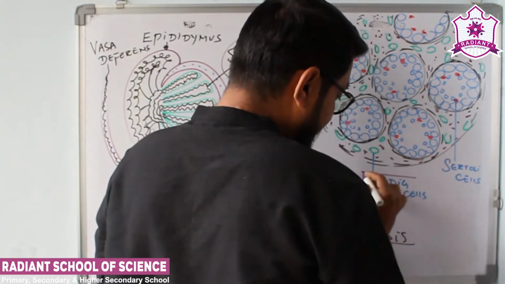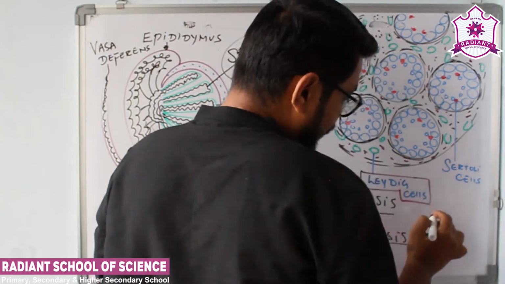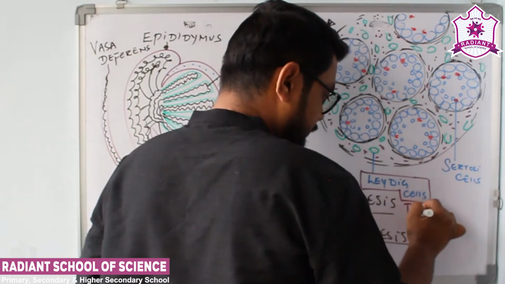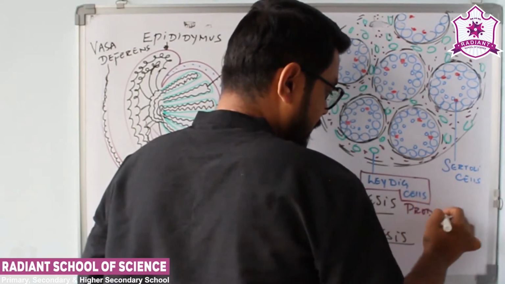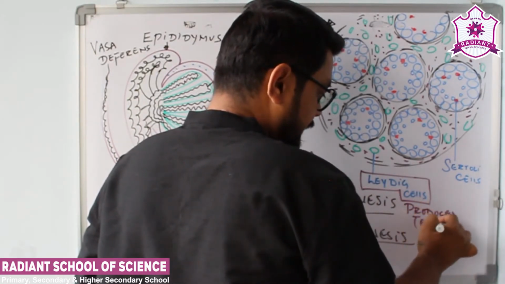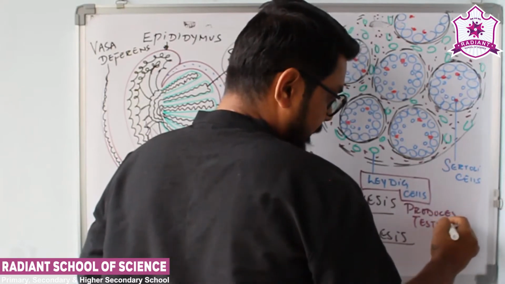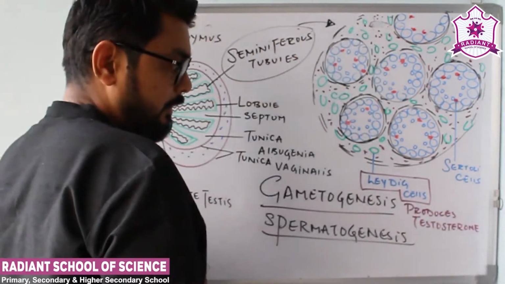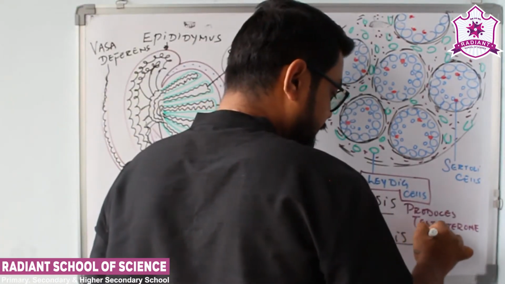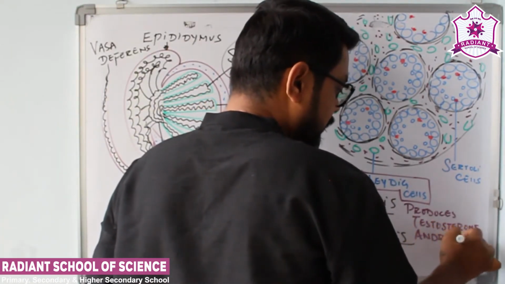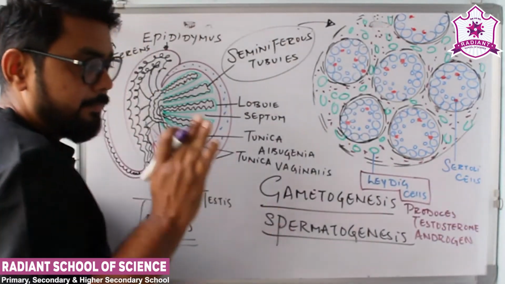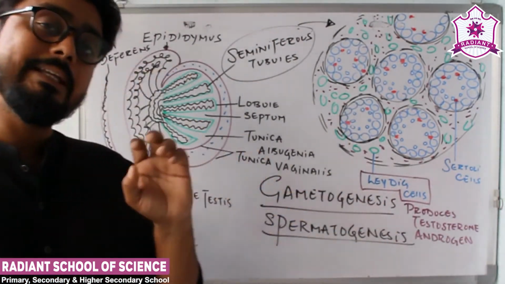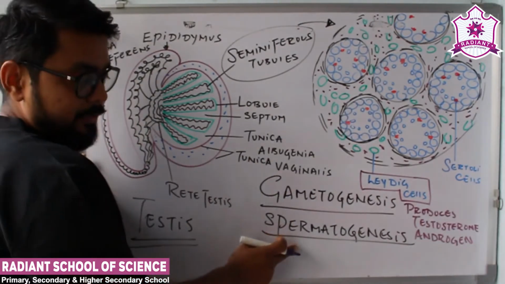The Leydig cell here is important because it produces testosterone, which we also term as androgen. So the product of the Leydig cell is testosterone. It's very important to initiate the process of spermatogenesis.